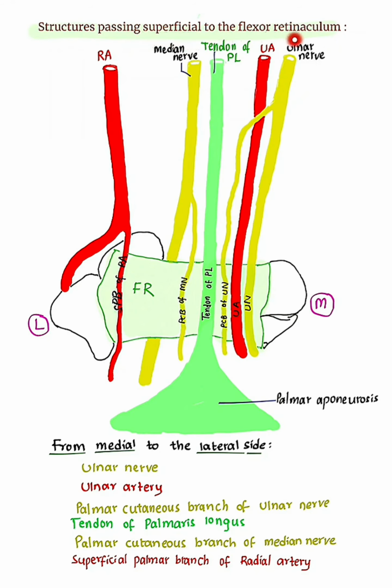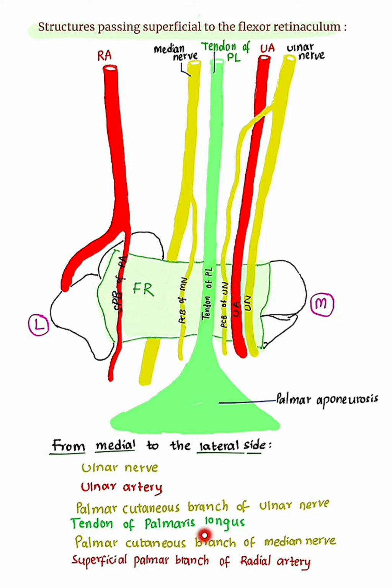Structures passing superficial to flexor retinaculum. From medial to lateral side, the structures passing superficial to flexor retinaculum are ulnar nerve, ulnar artery, palmar cutaneous branch of ulnar nerve. It is a branch of ulnar nerve. It passes superficial to flexor retinaculum and supplies the skin over hypothenar region of the palm.